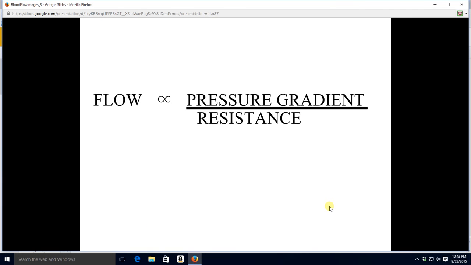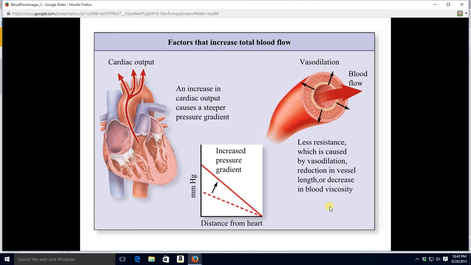All right, so now what we can do is kind of sum up the things that affect blood flow. Blood flow is going to depend on 2 things. The larger the pressure gradient, well, the better the flow. The larger the resistance, worse flow. So for example, if you wanted to increase total blood flow, you would want to make that pressure gradient get bigger, so your cardiac output would need to go up.